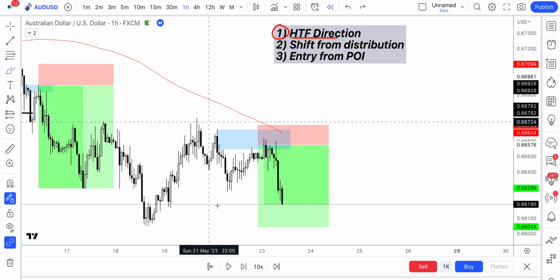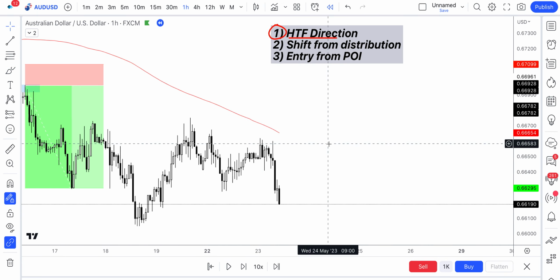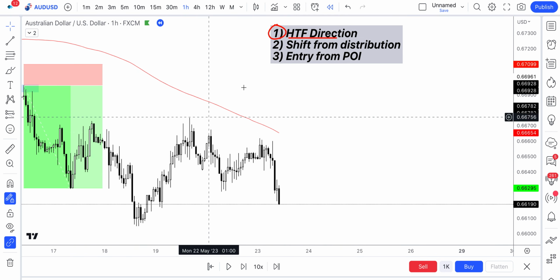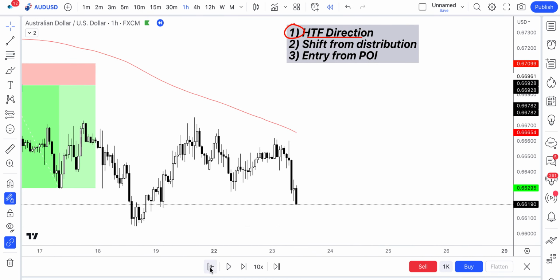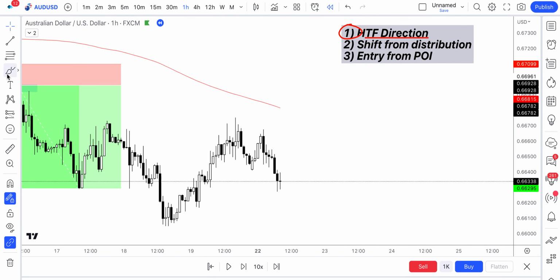Okay, and then I just want to rewind this back so I can show you guys how we can look for this 3-step process in order to execute with our higher time frame bias. So if we zoom in a bit here and rewind this back, what we can see is number 2, which is our distribution. Okay, we want to see institutions accumulating orders and really giving this market some juice in order for a strong push to the downside.